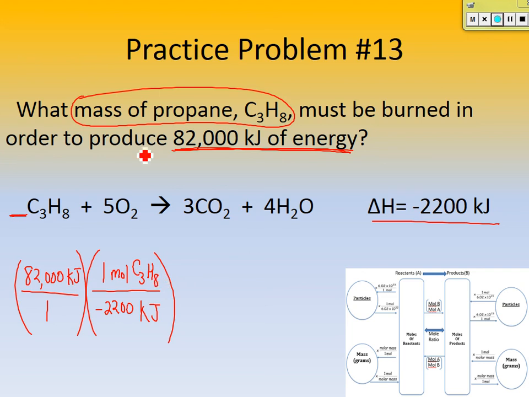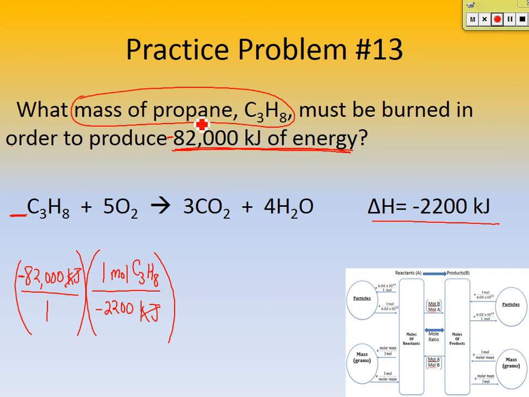Now, it also said that it's being burned. So we know that it's going to be a negative 82,000 kilojoules of energy. So I'm going to throw a negative sign on that as well. This is releasing, so we have to put a negative sign to show that it's releasing energy. All right, so that gets us to this point. Now my kilojoules will cancel out, and I'm left with moles.